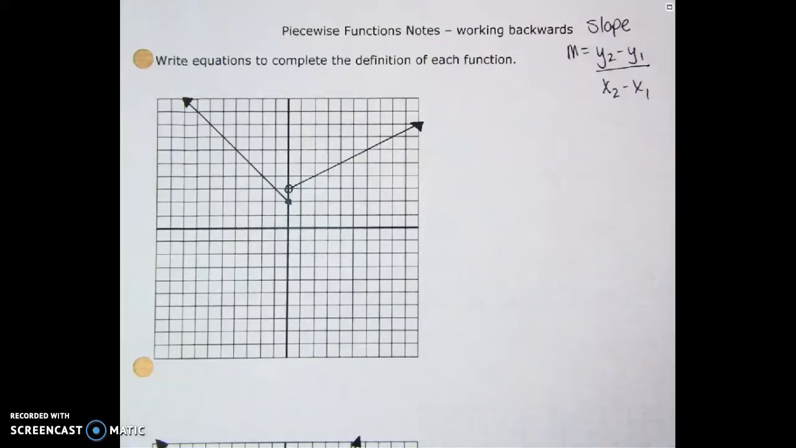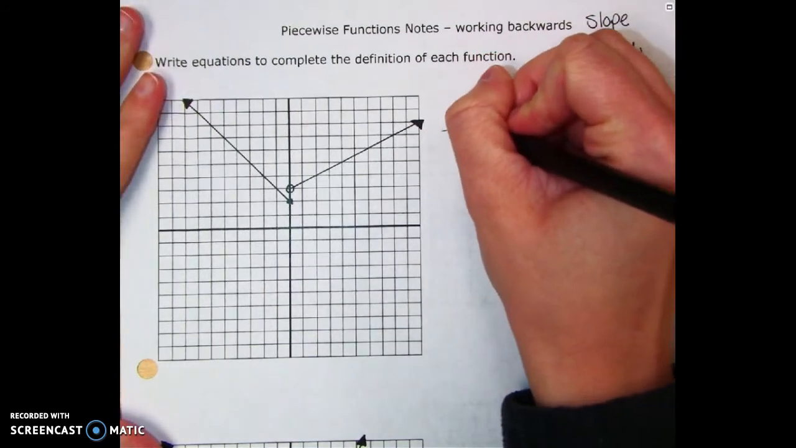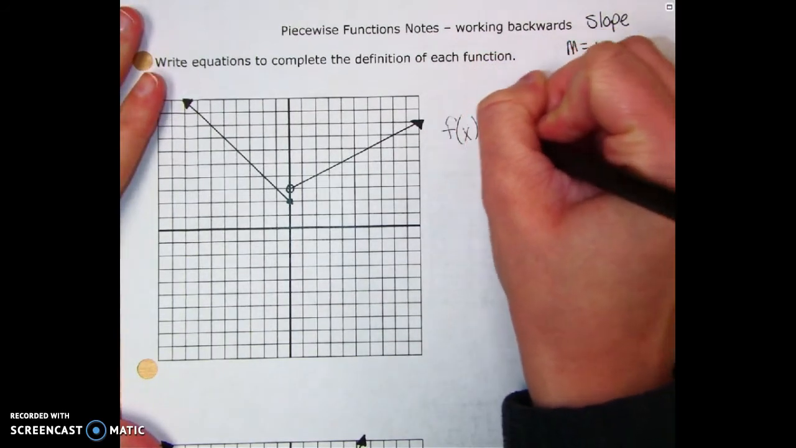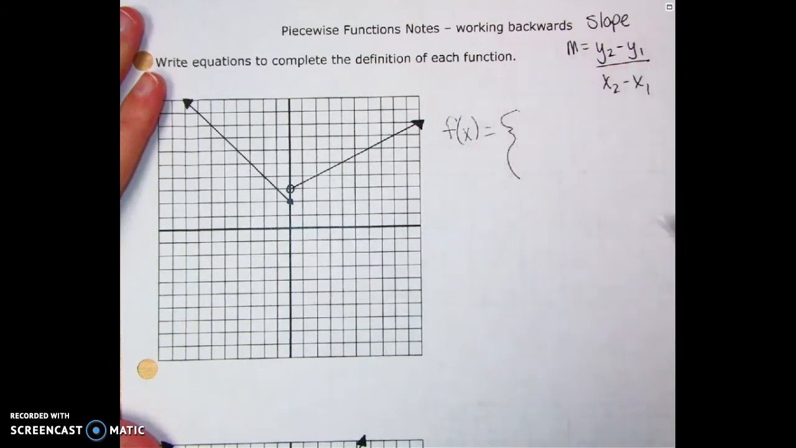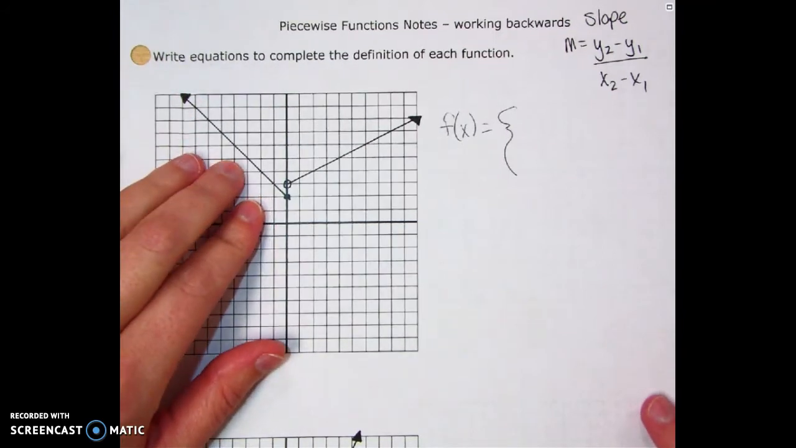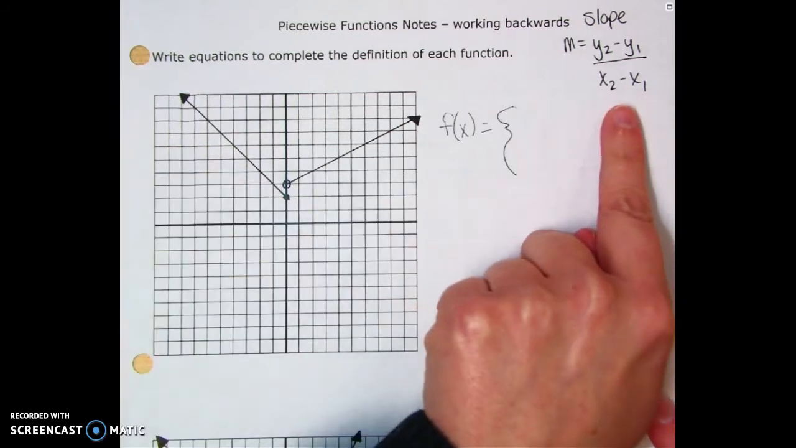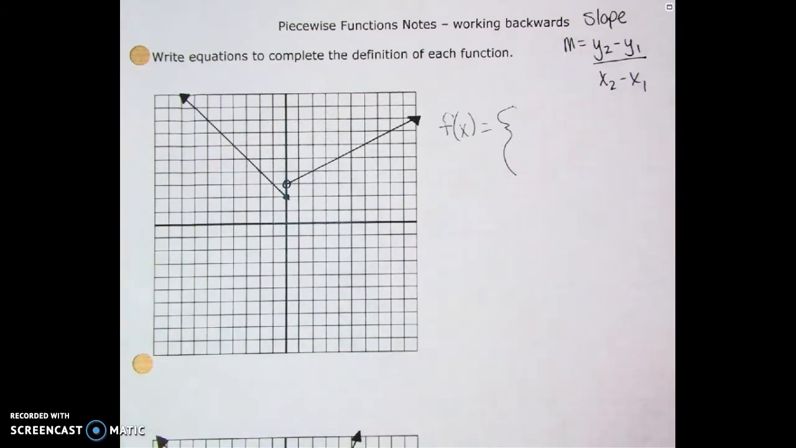Okay, so today we are going to be doing more practice with piecewise functions, and this is when we're working backwards. So first we need to find the equations of both of these lines. So you already know to start with f of x equals, and then you do the curly brackets. And I like to start with the line on the left, and if you're not sure what the slope is, you need to use this formula up here to figure out the slope.